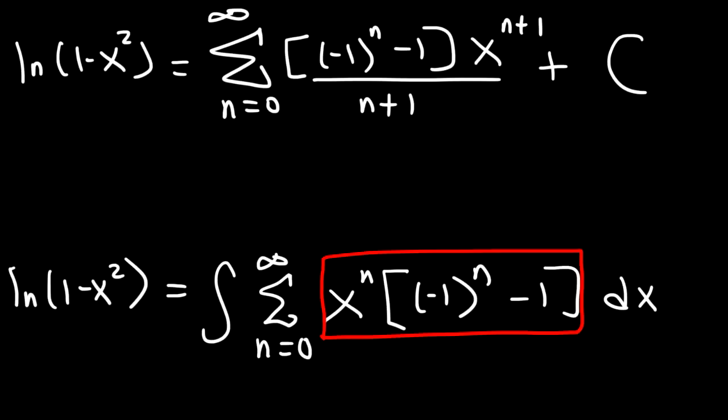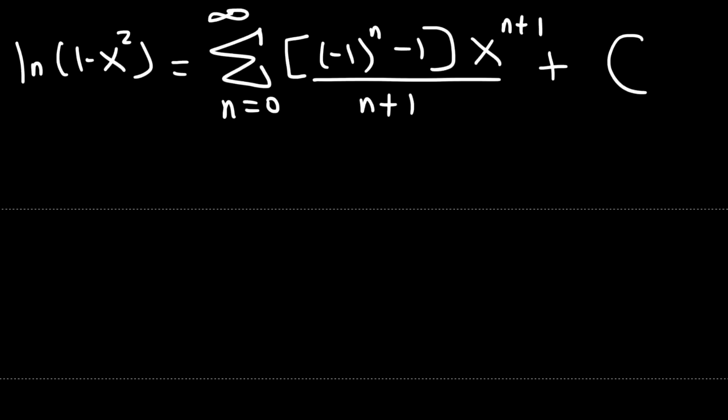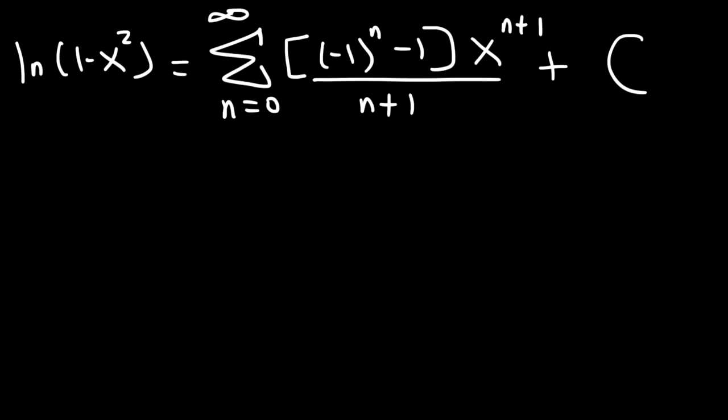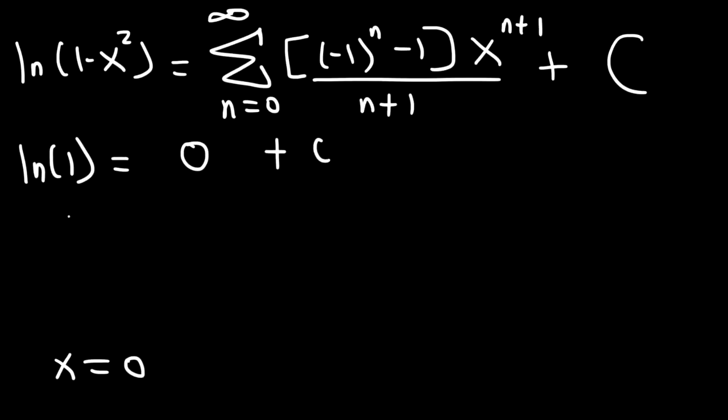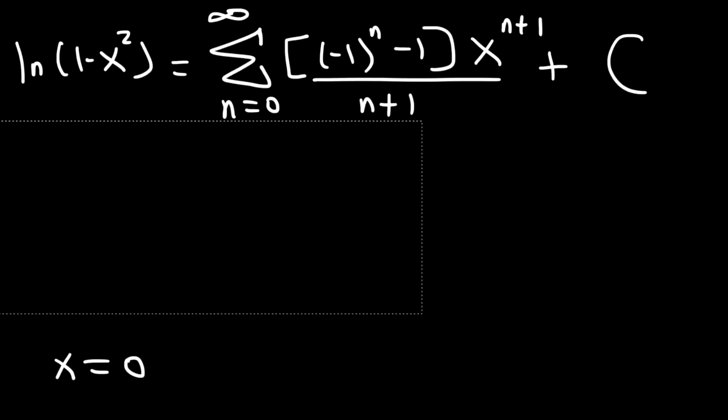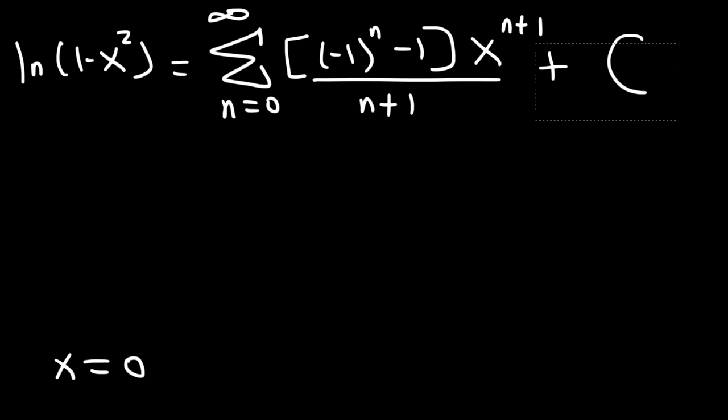So now we have our answer. At least this is one way of writing the answer. The next thing that we need to do is calculate the value of c, the constant of integration. And so the best thing to do is to plug in x equals 0. And so we're going to have the natural log of 1 on the left side, and on the right side, this is going to be 0 to the n plus 1, so 0 times anything is 0. And the natural log of 1 is 0, so 0 is equal to c. So we can get rid of this.